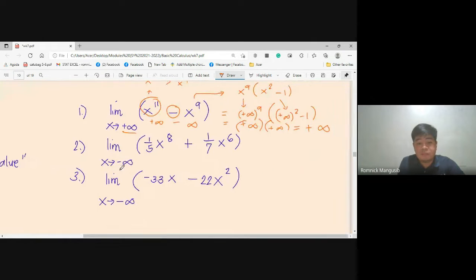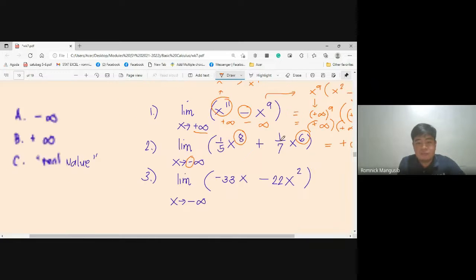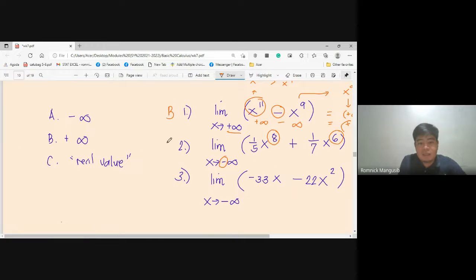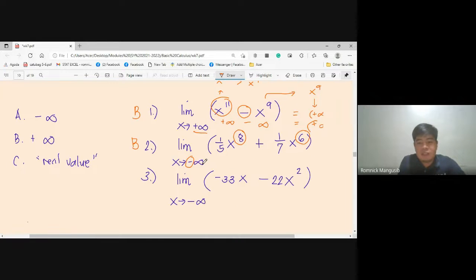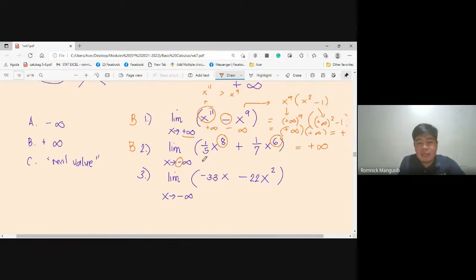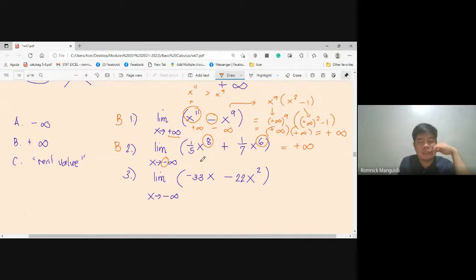Okay, number 2. Okay, tingnan mo yung inspection. Negative ito, tapos ang exponent ito, even. So, ibig sabihin, the answer is immediately positive infinity. So, this is B, this is also B. By inspection class, ang kagandahan kasi ni even number, kokontrolin niya lahat.